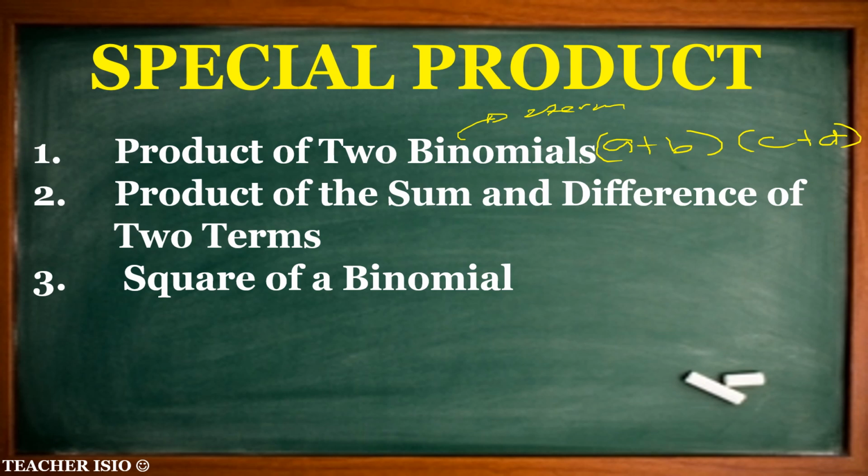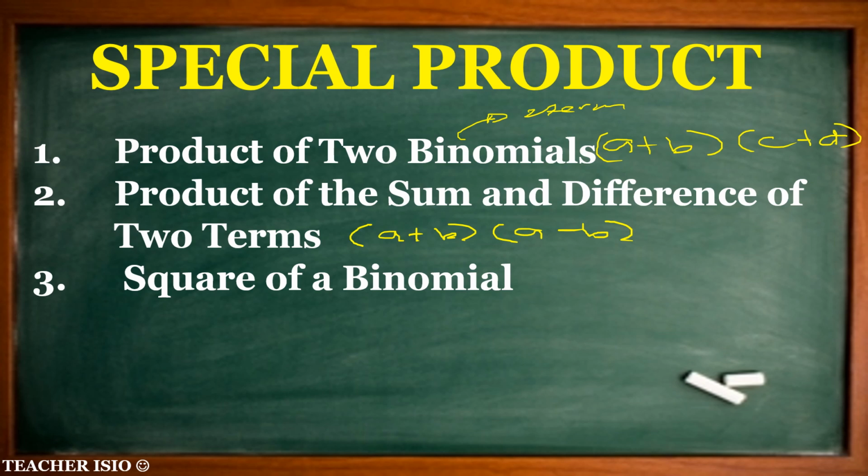Next, let's have number 2, product of the sum and difference of two terms. So when it comes to this, lagi niyong tatandaan, kapag sum and difference of two terms, magkamukha lang sila. Okay? Ano lang yung kinaibahan? Doon sa unang factor, ang operation ay addition. Doon sa pangalawang factor ay subtraction or vice versa. So we have a plus b times a minus b. So ganyan yung itsura natin when it comes to sum and difference of two terms.